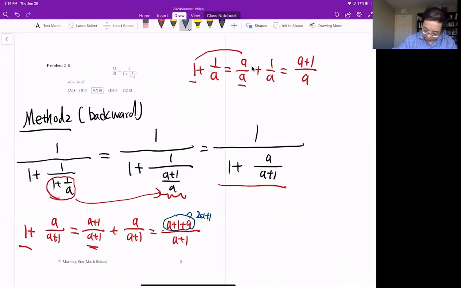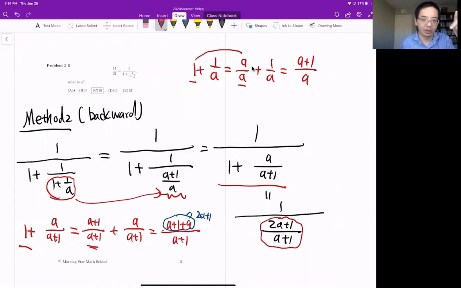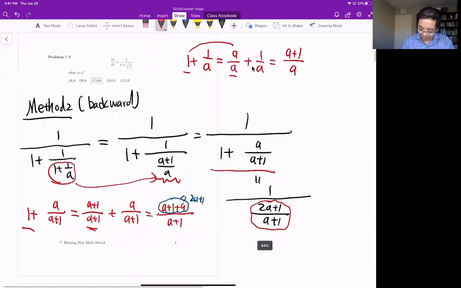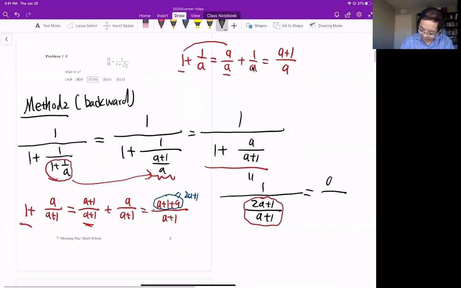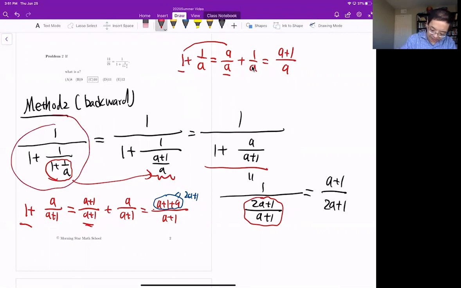All right. So then we have this equals 1 over 2a plus 1 over a plus 1. Okay, so now it's a reciprocal. You just flip the numerator and the denominator. Okay, so that's what we have. This we get a plus 1 over 2a plus 1. Okay, so then we see eventually we get this guy all the way right here, right?